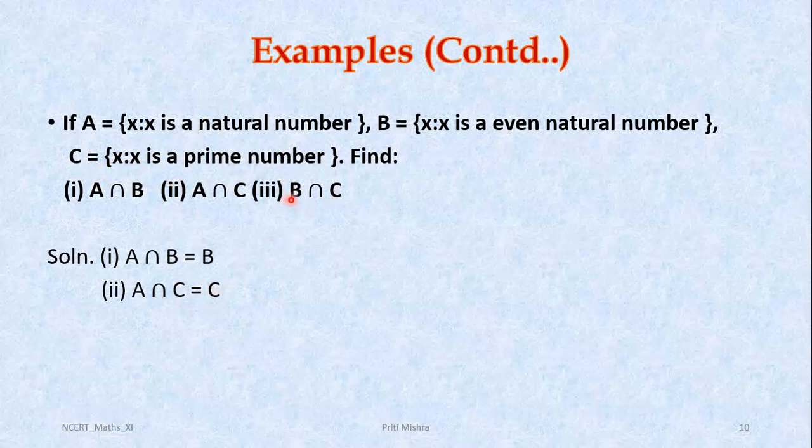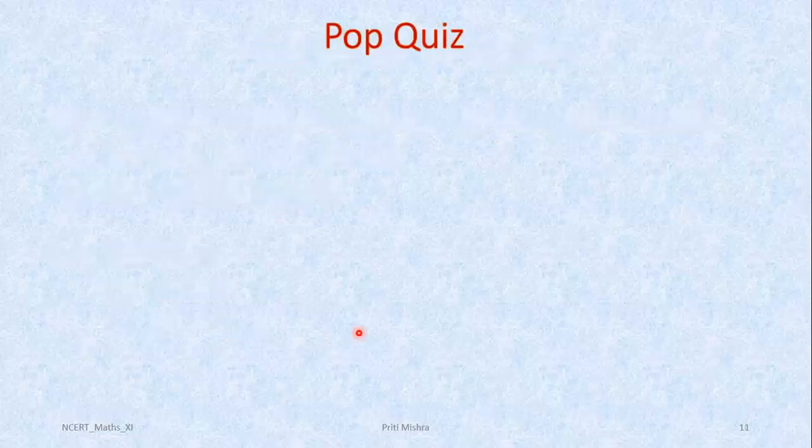Now for the third part, we have to find B intersection C. B is the set of even natural numbers 2, 4, 6, 8, 10, etc., and C is the set of prime numbers, so it will start from 2, 3, 5 and so on. What is common between these two sets? Only 2, because 2 is the only, and smallest, prime number which is even in our number system. So this set will contain only the single number 2. This is a singleton set. So this was the example.